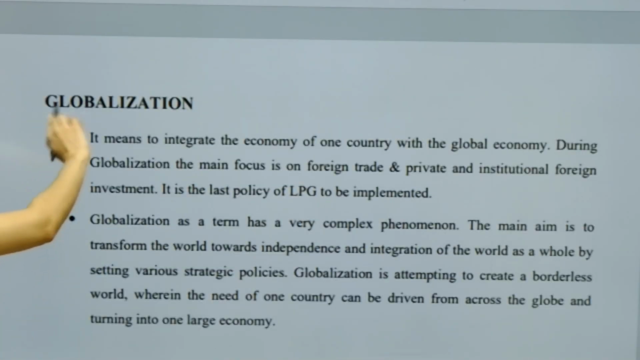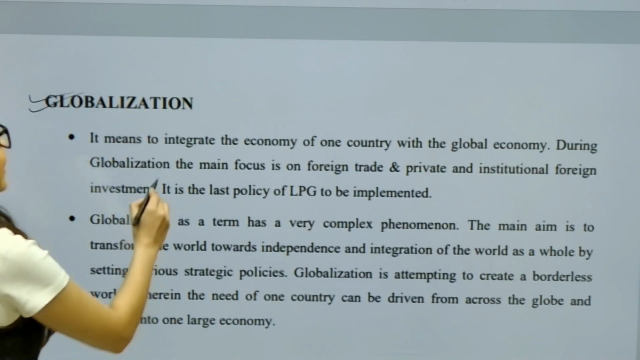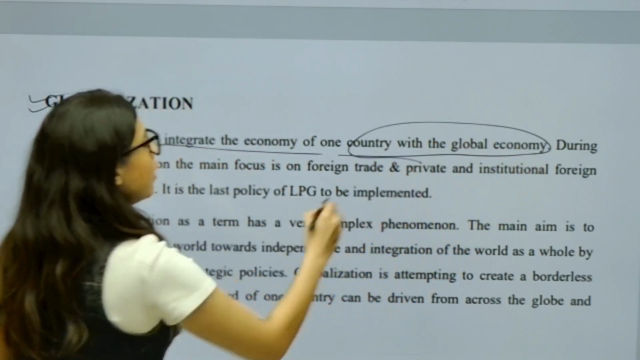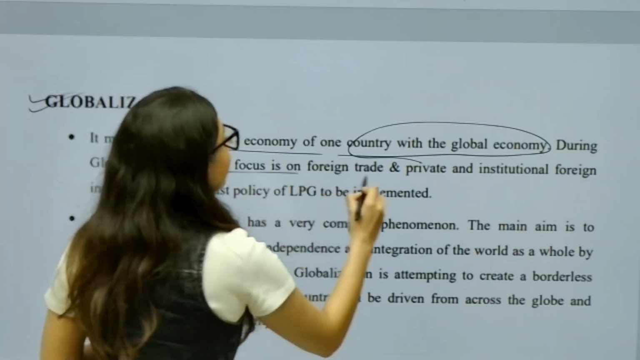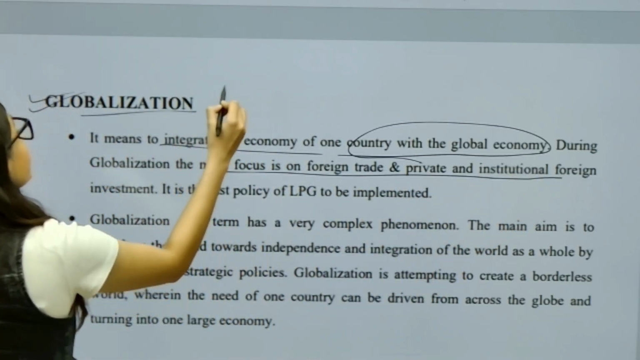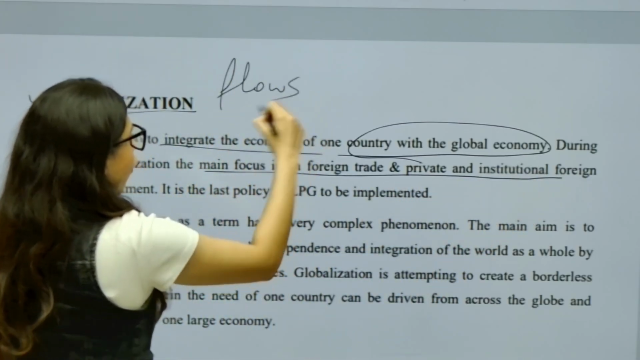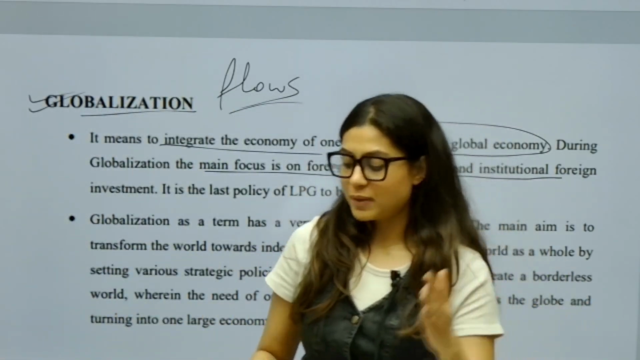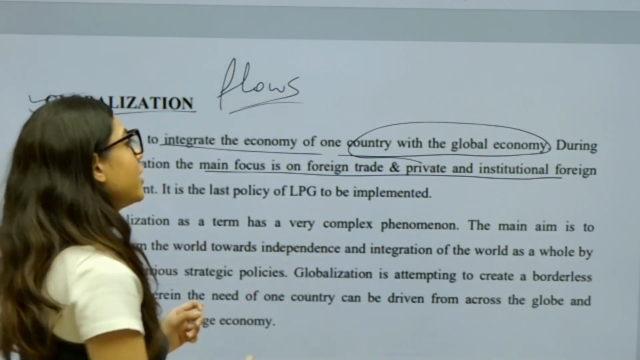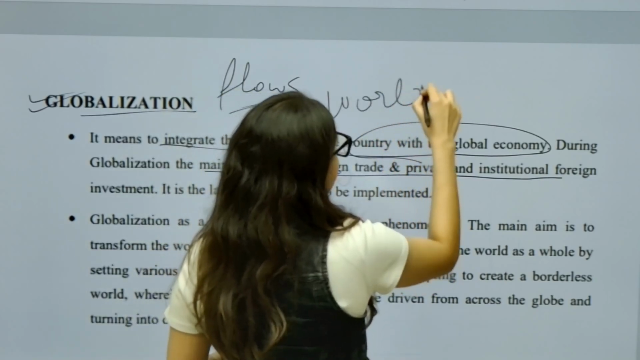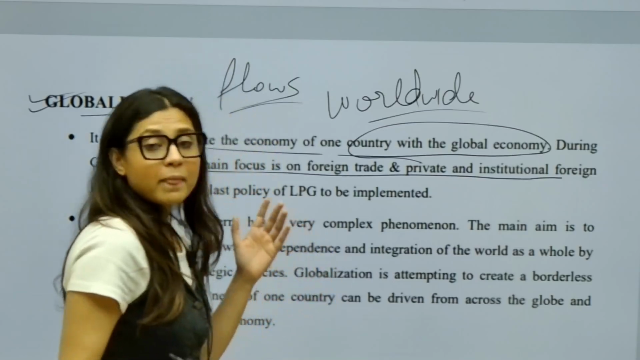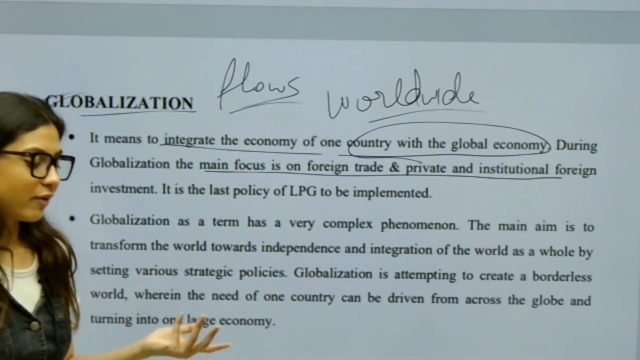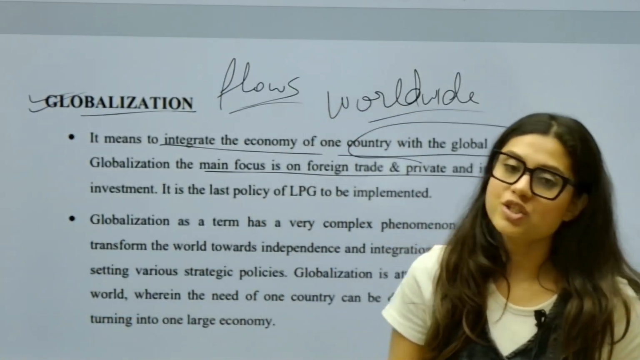Then the last one, which is still very relevant, everything has happened because of globalization. It means to integrate the economy of one country with the global economy, and during globalization the main focus is on foreign trade. So globalization here means flows. Flows of what? People, ideas, opinions, beliefs, everything. And the keyword here is worldwide interconnectedness. The world is interconnected with each other. Whatever is happening in USA, you are aware of it, whatever is happening in international relations, you are aware of it.